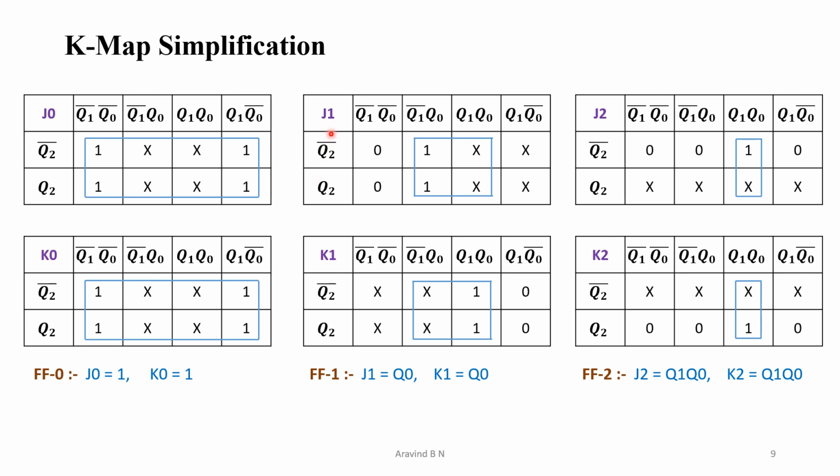Then for J1 and K1 we make the simplification, and we get J1 is equal to Q0 and K1 is equal to Q0. Similarly for J2 and K2 we have done it, and we get J2 is equal to Q1 Q0 and K2 is equal to Q1 Q0. Now with respect to the diagram, these are supposed to be the inputs to the corresponding flip-flops, then only are we going to have a correct counting operation with respect to the synchronous counter.